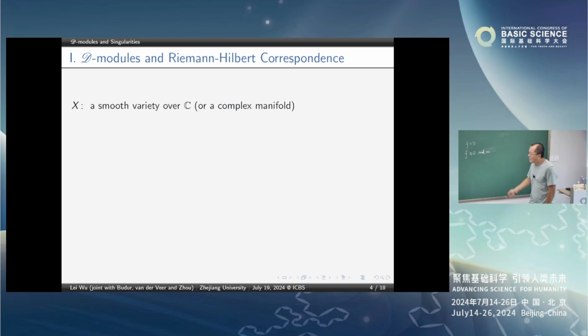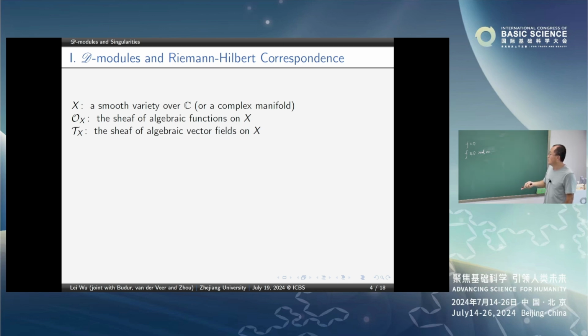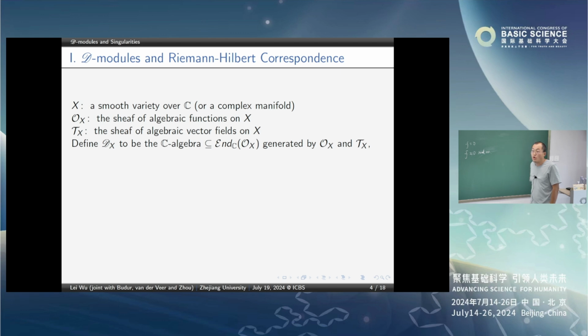Okay, we assume X is a smooth variety over C, or more generally a compact manifold. And O_X is just the structure sheaf of algebraic functions or holomorphic functions. Let's use T_X to denote the sheaf of vector fields, algebraic or holomorphic, depending on the category you are working in.